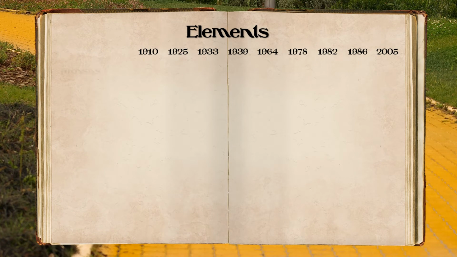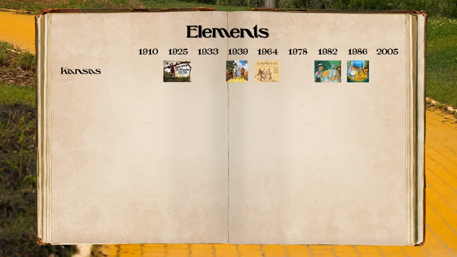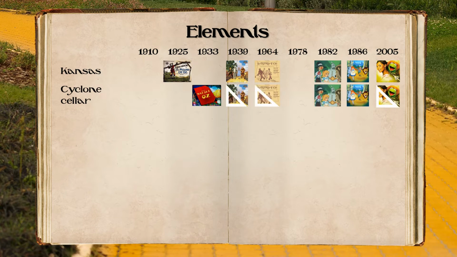Elements. For a story that starts and ends in Kansas, the state appears or is mentioned in only 6 versions: 25, though there are no mountains in Kansas even though we see them in the background, 39, 64, 82, 86, and 05. There is a cyclone or storm shelter at least mentioned in 6 versions: 33, 39, 64, 82, 86, and 05.